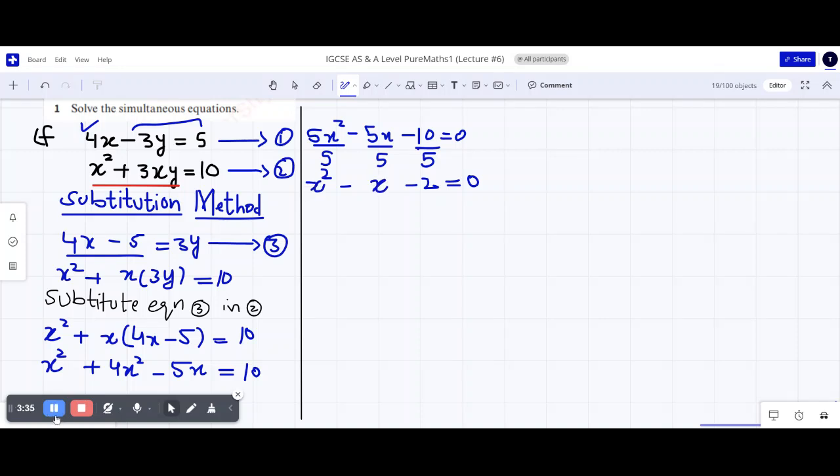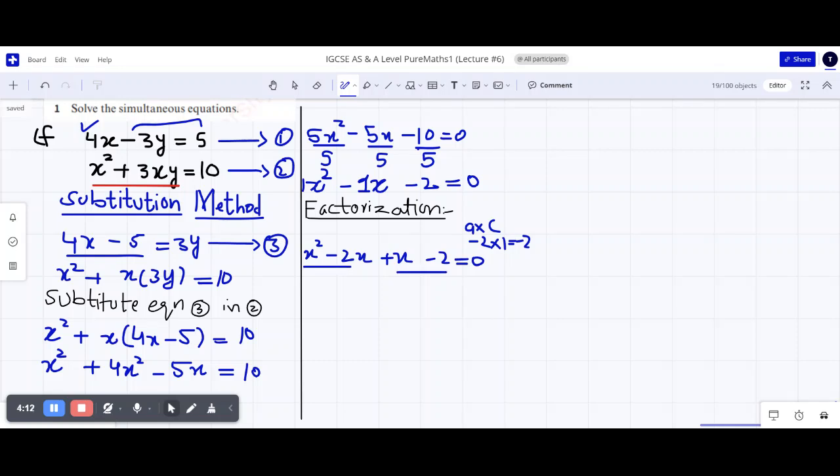I will do the factorization there to solve for the value of x. Factorization means we multiply a with c, which is minus 2 times 1 equals minus 2. The product is minus 2, and minus 2 plus 1 is minus 1, which is the middle term. There is no coefficient, so it would be 1. Let's keep the first term the same. At the second one it would be the 2x, then plus x and minus 2 equals 0.